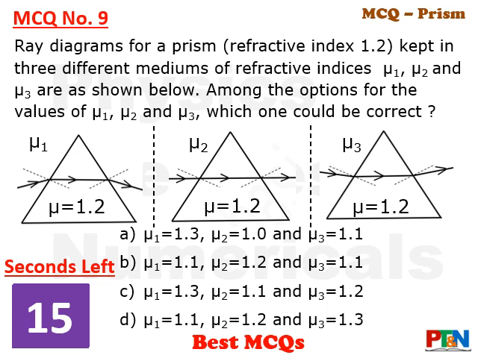Next MCQ. There are three ray diagrams have been shown. Ray diagrams for a prism of refractive index 1.2 has been kept in three different mediums of refractive indexes mu1, mu2, mu3, and the ray diagrams have been shown. Now you need to find out the possible values. You need to find out from the option which one could be the possible values of mu1, mu2 and mu3. You look at the ray diagram, you try to guess the values of mu1, mu2 and mu3 and choose your option. Your timer for 15 seconds starts now.